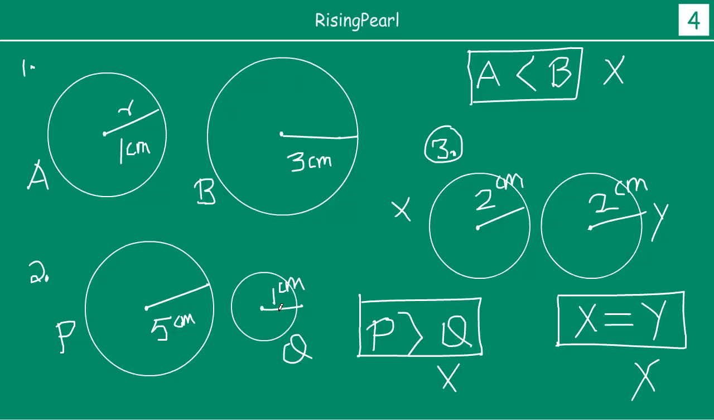Similarly, if you put circle Q on top of circle P, circle Q is not going to cover circle P completely. But in this case, if you take circle Y and put it on top of X, or X on top of Y, each one will cover the other circle completely, fully. So friends, in the next video, we are going to talk about comparing triangles.